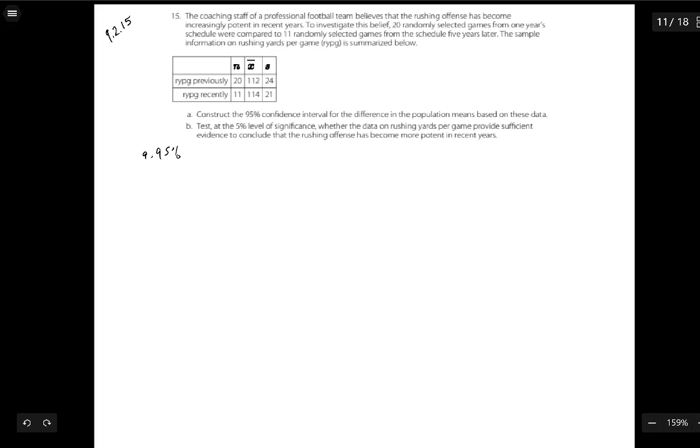A 95% confidence interval means our alpha is 0.05. And with the difference in the population means, so mean 1 minus mean 2. The way I did this, the previous one is 1, the current one is 2. So we're looking at the difference, and I can do these in either direction at this point. For the confidence interval, that all will work out.